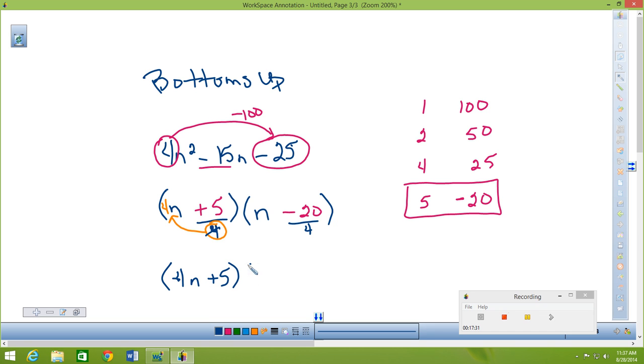Now then, this second one, 20 divides nicely by 4. That's equal to 5, right? So this one becomes n minus 5.